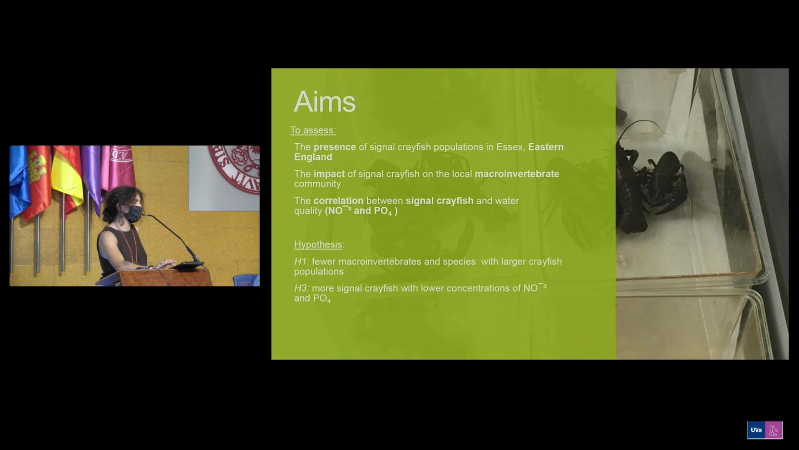The aims of this project were to assess the presence of the species in the east of England, in this case in the county of Essex, to assess its impact on the local macroinvertebrate community, and to see if there was any link between the signal crayfish population and water quality, in this case taking into account phosphate and nitrate. For our hypothesis, we expected to find fewer macroinvertebrates and fewer macroinvertebrate species in waters with large crayfish populations, and to find more signal crayfish in rivers with lower levels of nitrate and phosphate.